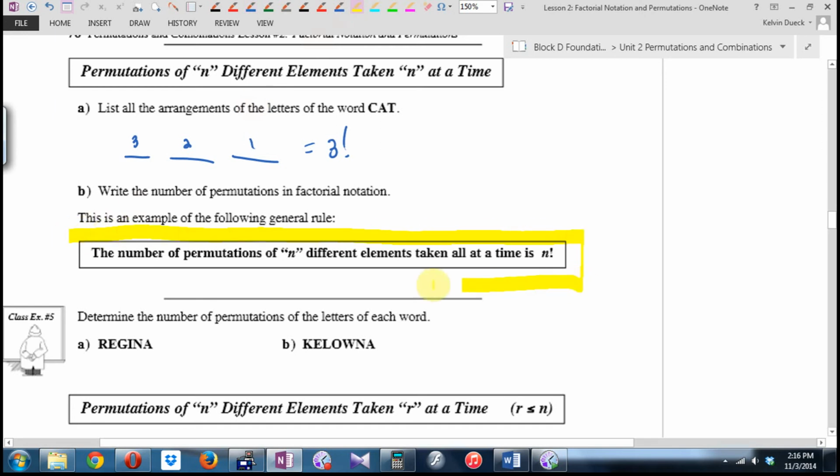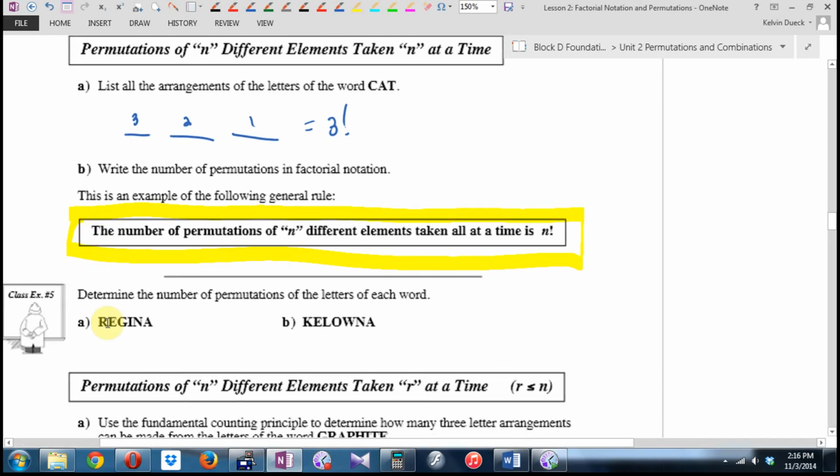Our general rule, which Darian led us to at the beginning: if you're picking 10 objects and you're rearranging them, you have 10 factorial ways to rearrange them. If you're picking 6 books and you're rearranging them on a shelf, there's 6 factorial ways. If you're picking n objects, there's n factorial ways to rearrange them. So, how many different ways?